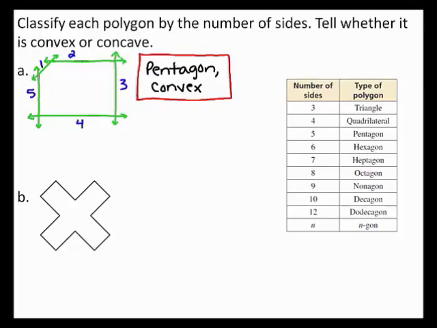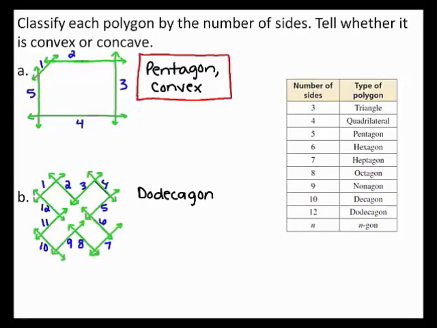Next, when you count the number of sides of the polygon in part B, you find that it has 12 sides. Therefore, this polygon is a dodecagon. Now, if you draw in a line that contains a side of the polygon for each side, you find that some of the lines contain both the side of the polygon and points in the interior of the polygon. Therefore, this polygon is concave.